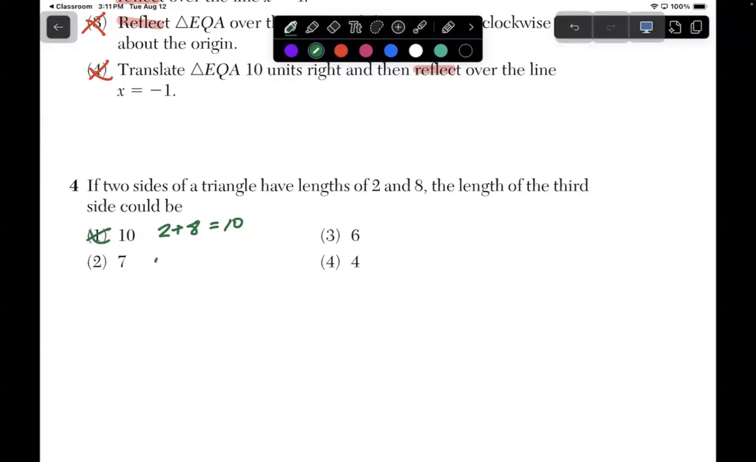Now the two shorter sides in this case would be 2 plus 7. Is that greater than 8? Yes, it is. There's your answer. Let's check the other ones. 2 plus 6 equals 8. Can't be that one. 2 plus 4 is less than 8. Can't be that one. It has to be greater than the third, the longest side. So add up the two shorter sides, they have to be longer than the third.